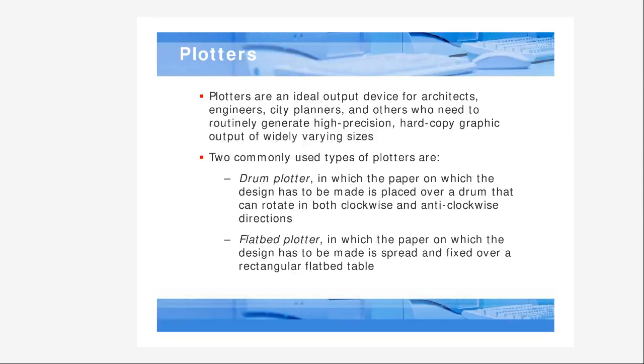So drum plotter, in which the paper on which the design has to be made is placed over a drum that can rotate in both clockwise and anti-clockwise directions. So in case of a drum plotter, you can move the page in clockwise as well as anti-clockwise direction. Whereas in a flat bed plotter, which is fixed, the paper on which the design has to be made is spread and fixed over a rectangular flat bed table. We cannot move it easily by using a flat bed plotter.